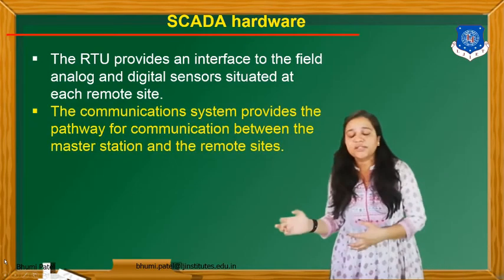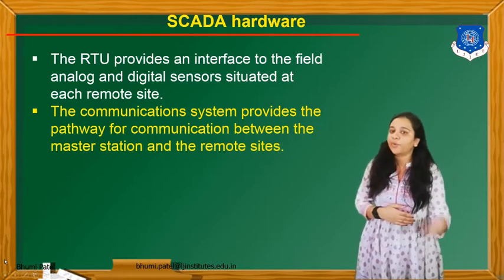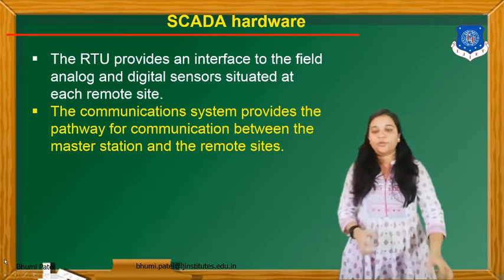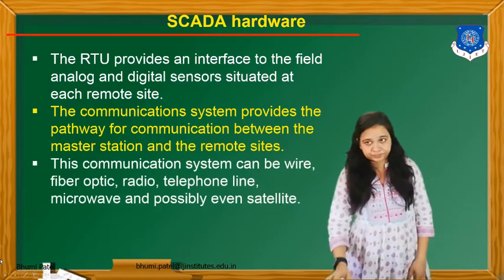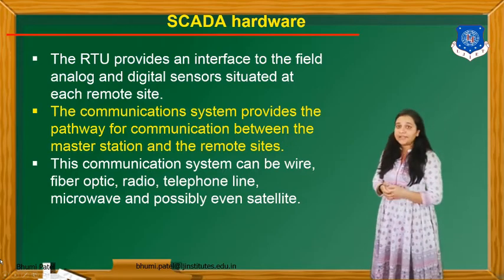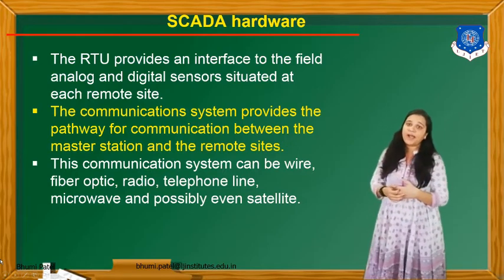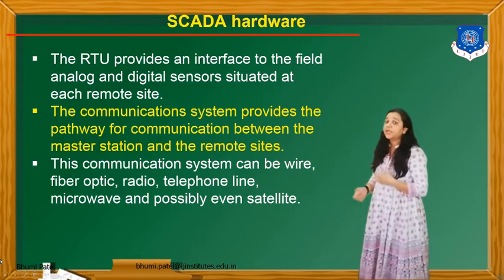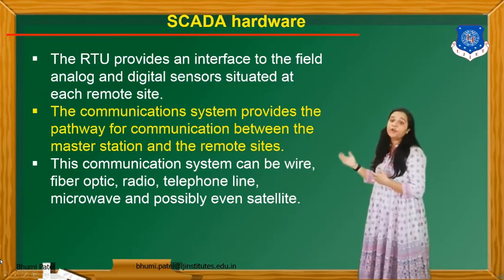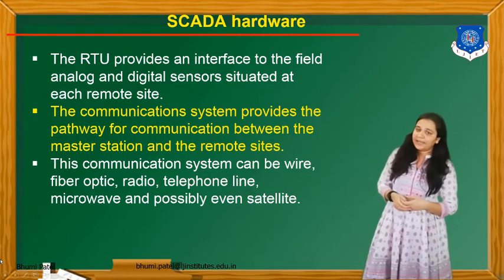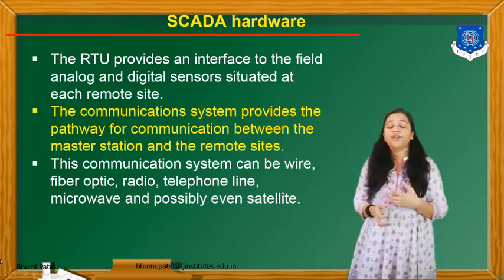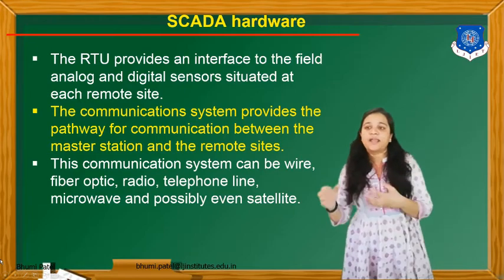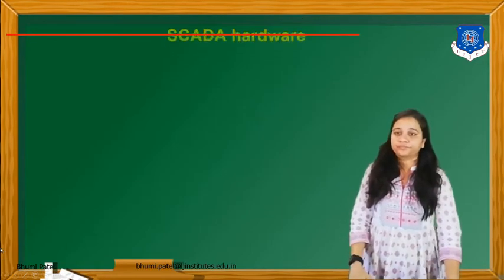Now the communication system provides the pathway of communication between the master station and the remote site. The third one is which type of communication system is used in the SCADA hardware. This communication system can be wired, fiber optics, radio, telephone lines, microwave, or possibly even satellite. So we have to use different types of communication systems to communicate between the field device and the master station.